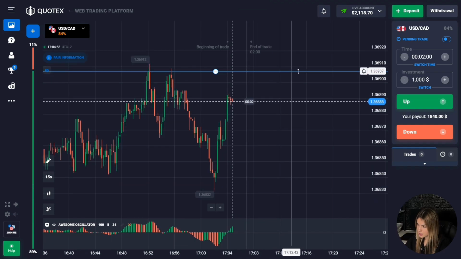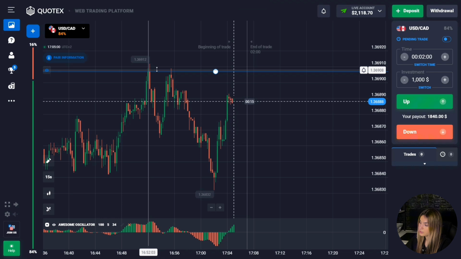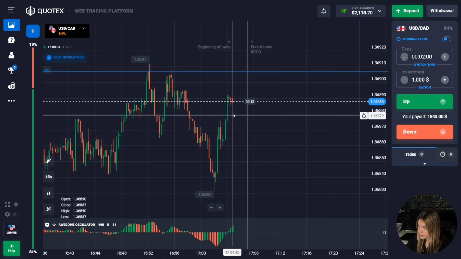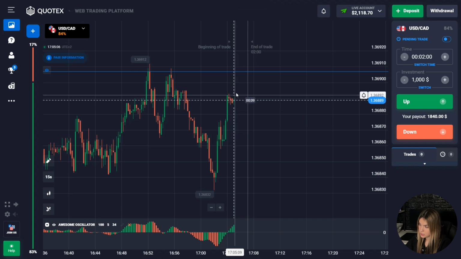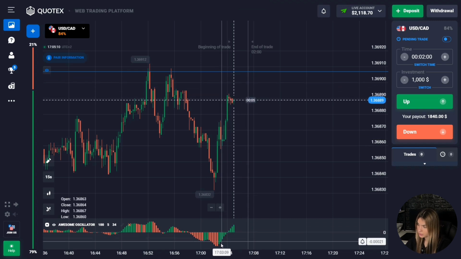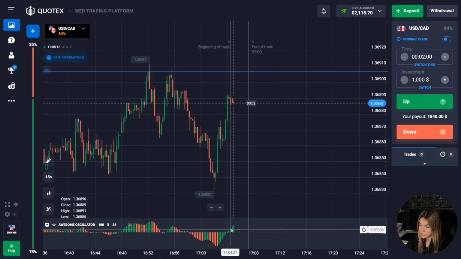Here we see the resistance level. We also see that at the moment there is a good confident upward movement. Green candles are forming. At the same time, there is still space to reach the resistance level. We also see that the green histogram is being formed.